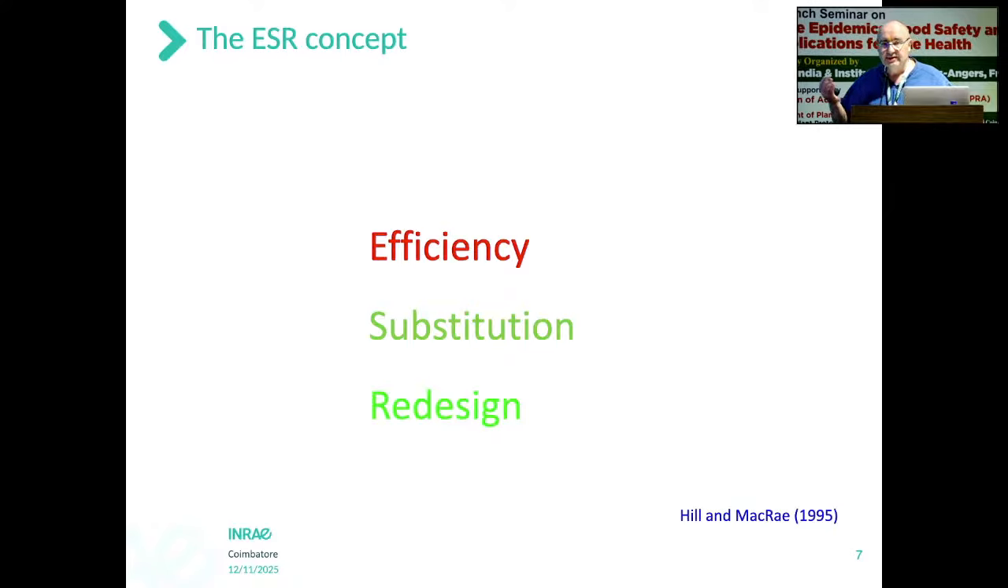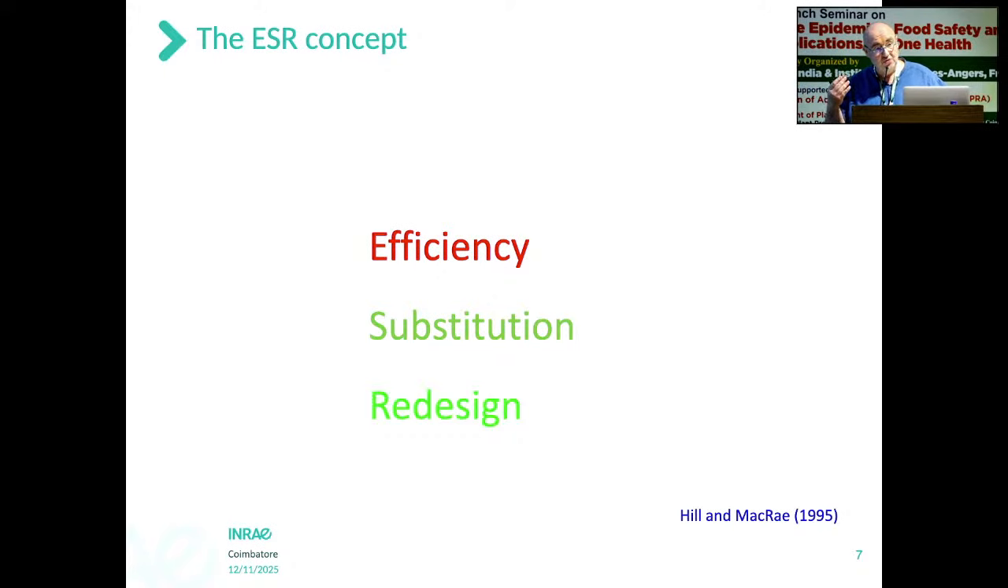I don't know if you're familiar with it in India, it's the concept of ESR: efficiency, substitution, redesign. Efficiency is when you optimize pesticide use. It can be just modifying the nozzle that you're using for spraying, or using a decision support system to decide when and which pesticide to use. Substitution is when you replace a pesticide use by, for instance, a biocontrol application, or if you have some physical protection, it will be substitution.